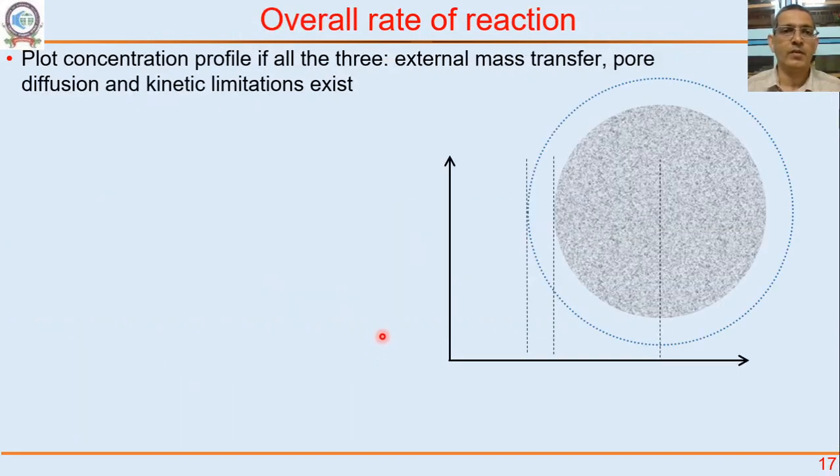Now let's say all three things are important: external mass transfer, pore diffusion, and kinetic limitations. I want you to draw the concentration profile. Pause and draw. This is how it will look. There will be mass transfer resistance, there will be diffusion inside, and the diffusion inside will be limiting. Reaction is there, but the reaction is not fast enough to make CAs equal to 0, or CA inside equal to 0. There is still some finite CA in the bulk of the catalyst. This CA is non-zero.